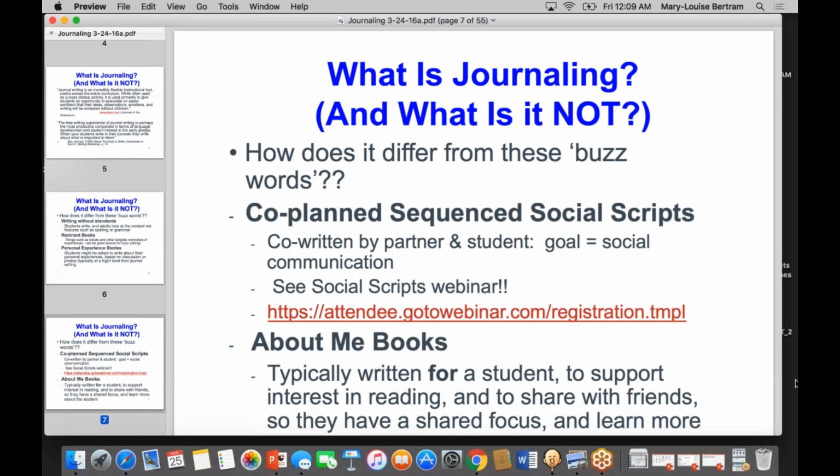About Me books typically are written for a student to support their interest in reading, and so they can share it with their friends. They can have a shared focus, and they can learn more about a particular topic, or share information about themselves. Okay, next.